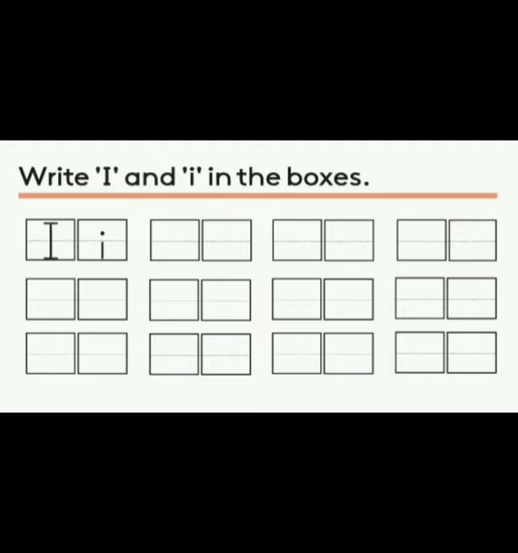This is also a writing part. You have to write the capital I and the simple I in the boxes. The first box is filled for you. They have written the capital I in the first box and in the second box they have written the simple I. You have to continue it. In the first box you write the capital I, and children, you are going to write the simple I in the second boxes. You have to do it very neatly. These are the writing parts.